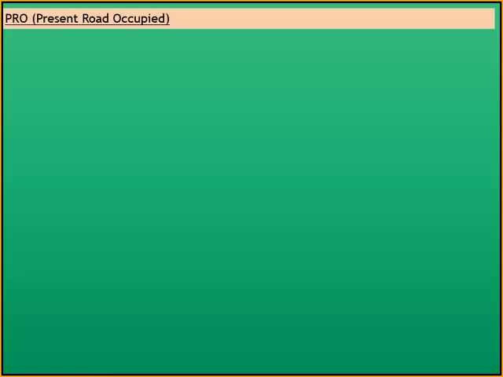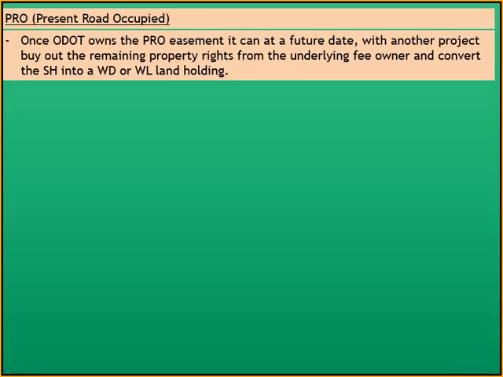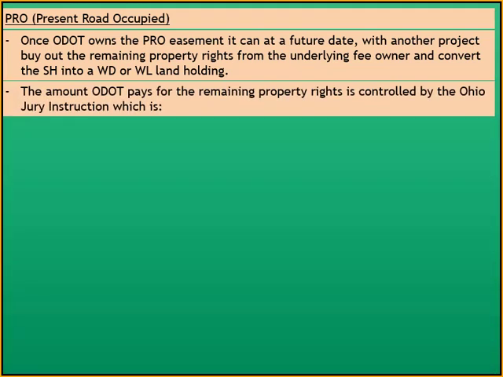All right, next slide. Let's talk a little bit about PRO, present road occupied. Once ODOT owns the PRO easement, it can at a future date with another project buy out the remaining property rights from the underlying fee owner and convert the SH into a WD or WL landholding. The amount ODOT pays for those remaining property rights is controlled by Ohio jury instruction.